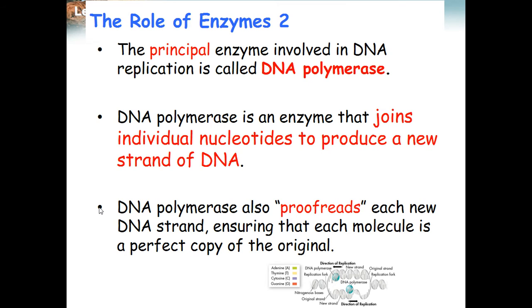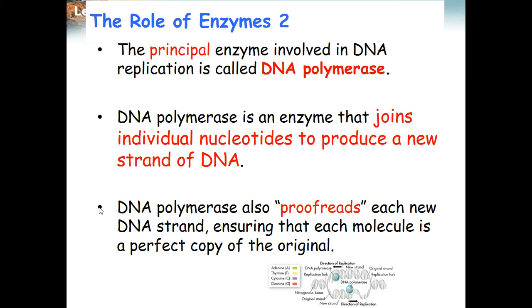The principal enzyme involved in DNA replication is DNA polymerase. DNA polymerase is an enzyme that joins individual nucleotides to produce a new strand of DNA. DNA polymerase also proofreads each DNA strand, ensuring that each molecule is a perfect copy of the original.